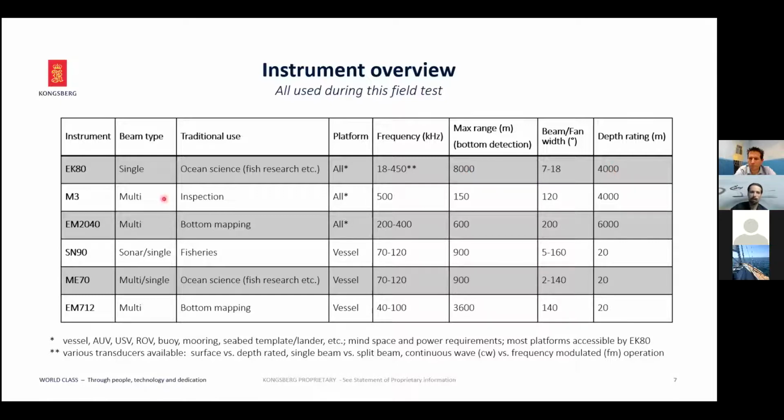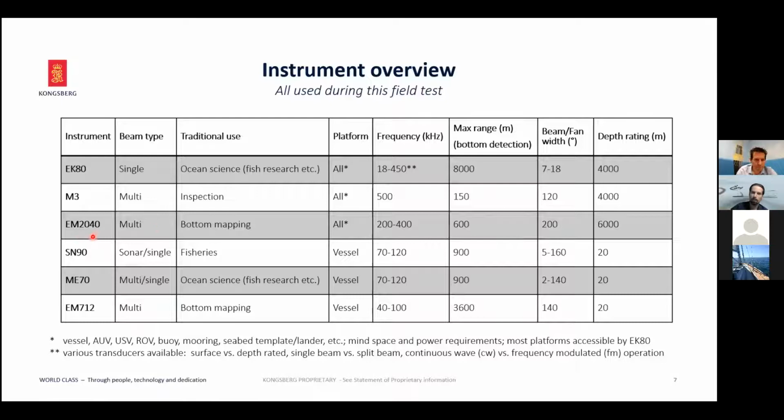The next in line is a multi-beam M3 inspection device. You have a higher frequency, a lower range, a fairly large opening angle, and a high depth rating. This is basically for acoustic imaging.